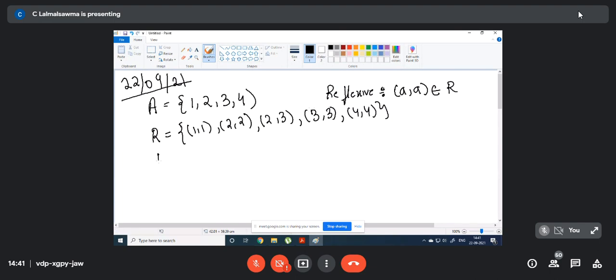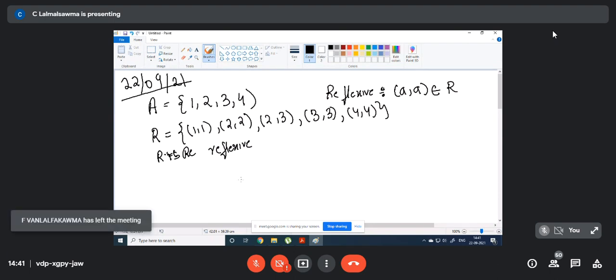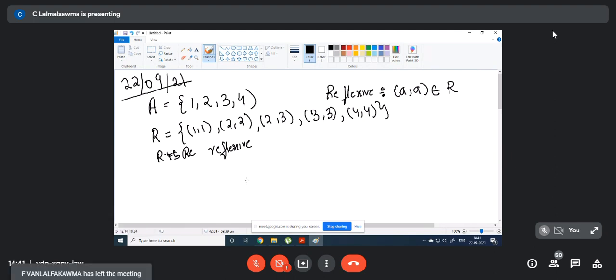Therefore, R is reflexive. This is important because using this we are going to describe many things, and we are going to solve many problems using reflexive, symmetry, and transitive.